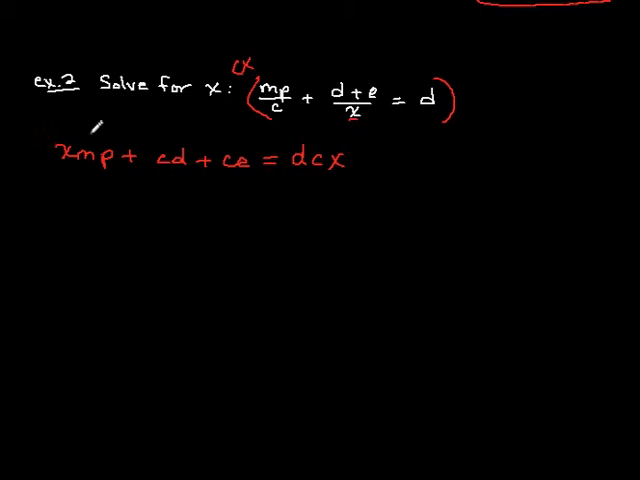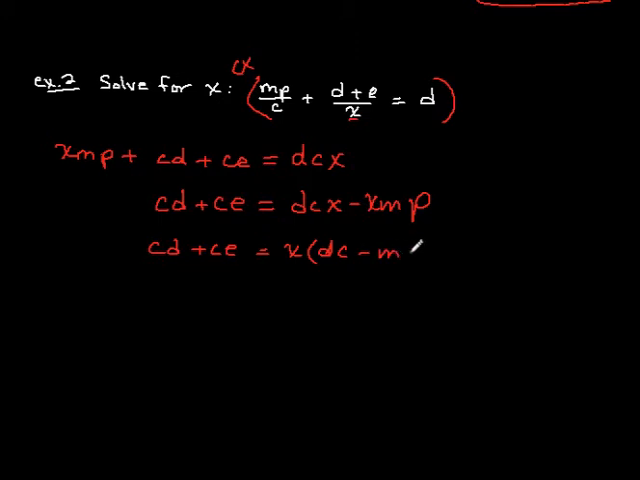Okay, we have x's on both sides, so that means we need to get all the x's on one side. So we get cd plus ce equals dcx minus xmp. Then we factor out our x's, so you get cd plus ce equals x times dc minus mp. And then we just divide both sides by this. So we get x equals, I can switch these around at any time, cd plus ce over dc minus mp. And I actually lined up with the book this time.